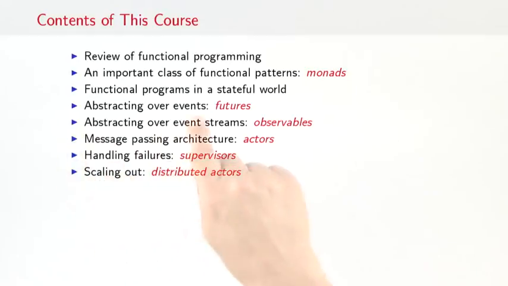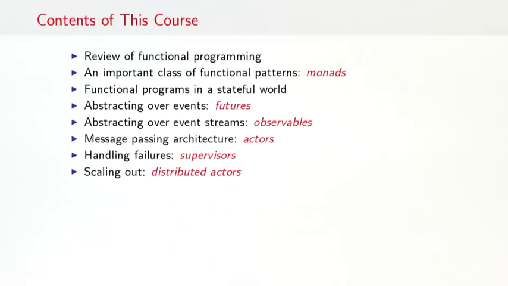We first cover how to abstract over events, that will lead us to futures, then how to abstract over event streams, that will lead us to so-called observables. We will then look at message passing architectures where the nodes are actors. We will look at how to handle failures, including the concept of supervisors. And finally, we will look at scaling out to distributed systems, looking at distributed actors.